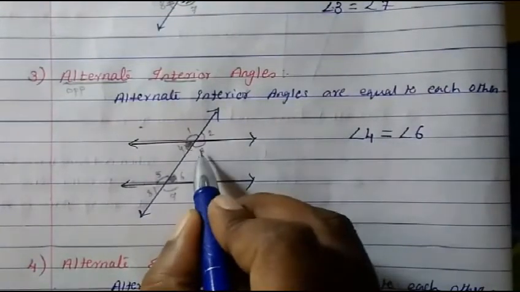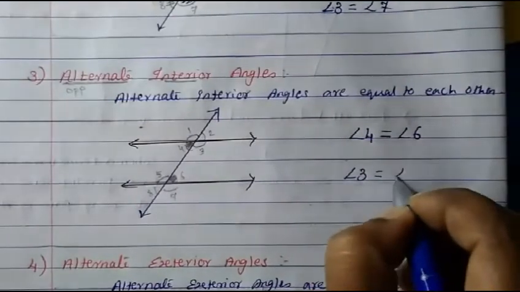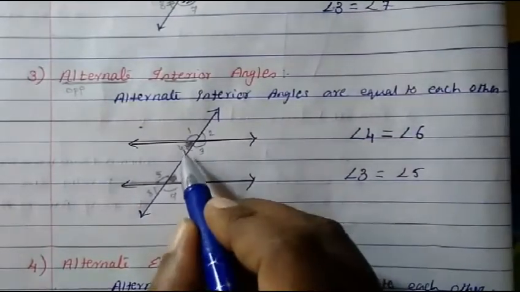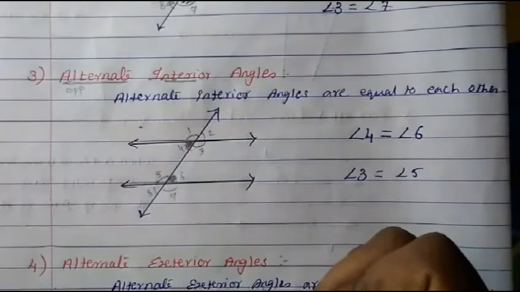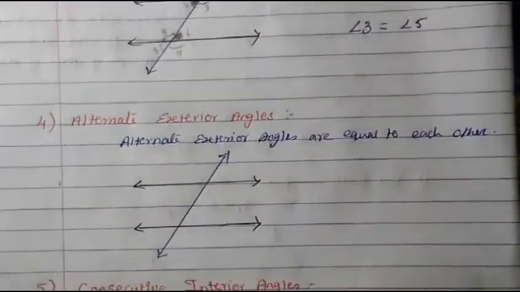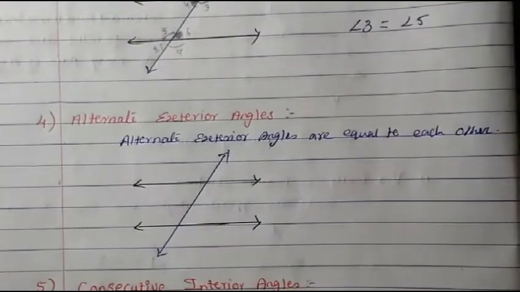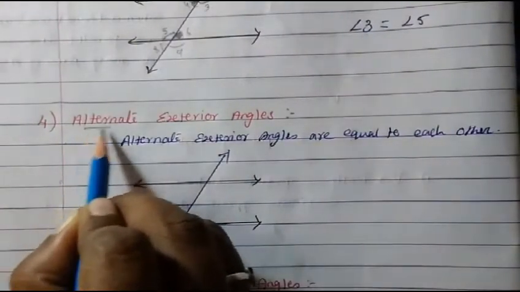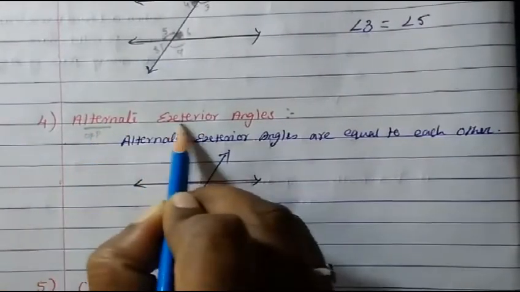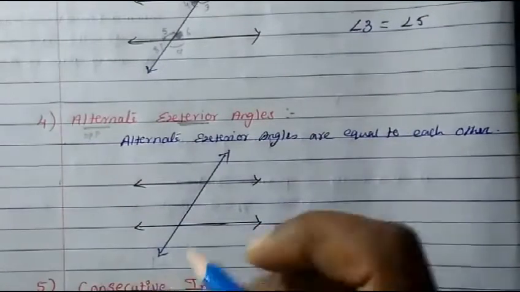In the same way, angle 3 is equal to angle 5. So these are alternate interior angles. Okay. Same way, alternate exterior angle. First we saw interior, here it is exterior. So alternate means just think opposite, and exterior means outside, not the inside.